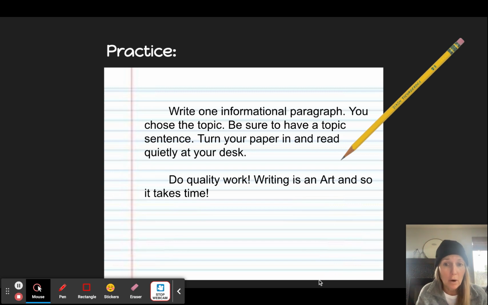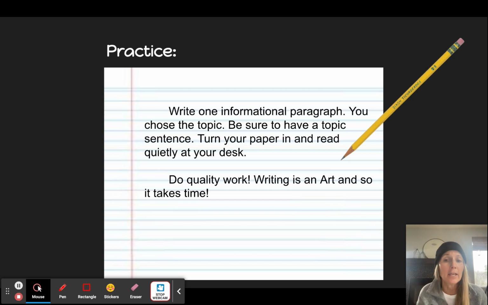So, what you're going to do right now in the next few minutes that you have left for writing is you're going to write one informational paragraph. You can choose the topic. You need to pick something, though, that you know about. Don't choose something that you need to research, because this is just for practice. You're not going to have time to go on to your computer and find facts. Write about something you know about. Be sure you have a topic sentence and make sure your paper has unity.